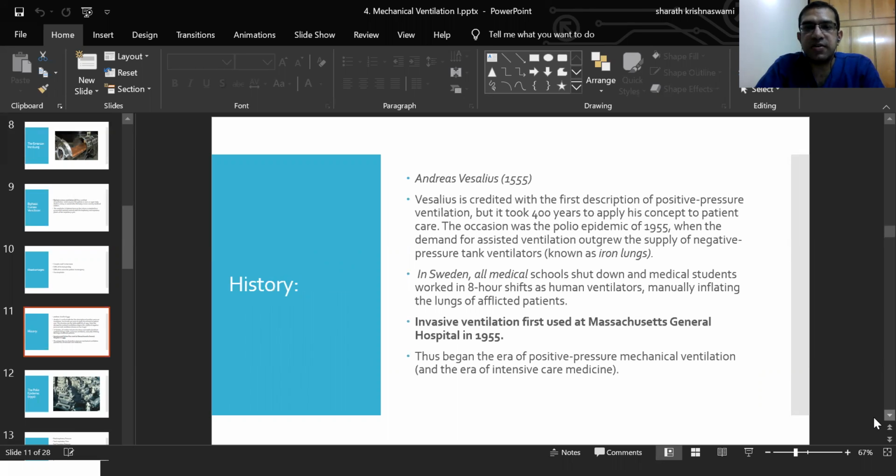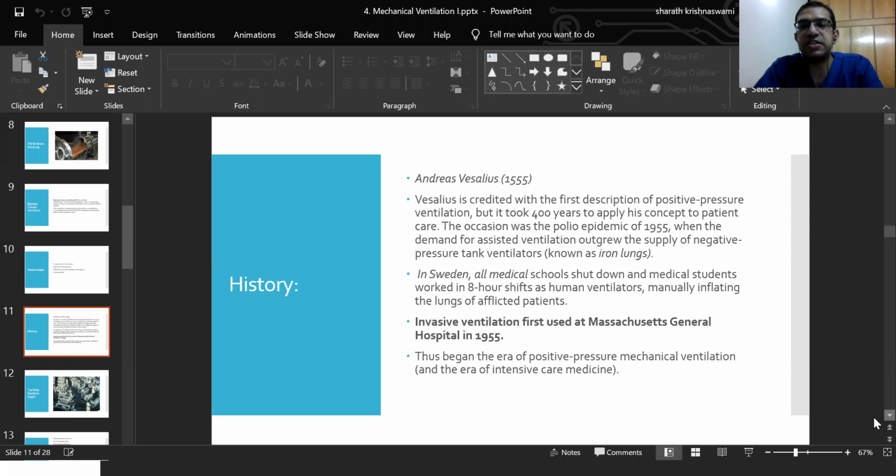Now, let us understand when positive pressure ventilation was introduced. Andreas Vesalius in 1555 first described the positive pressure ventilation, but it took 400 years to apply his concept to patient care. This was during the polio epidemic of 1955, when assisted ventilation had a very high demand, and this outgrew the supply of negative pressure tank ventilators known as iron lungs. In Sweden, all the medical schools were shut down, and medical students worked in 8-hour shifts as human ventilators, manually inflating the lungs of the afflicted patients.